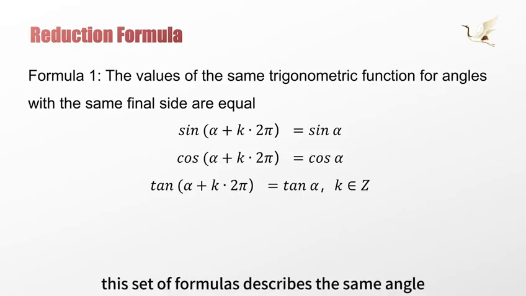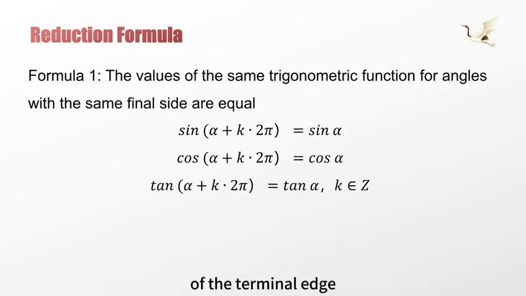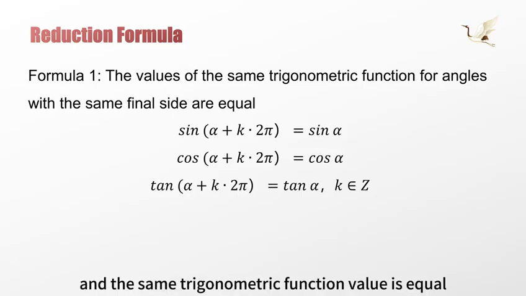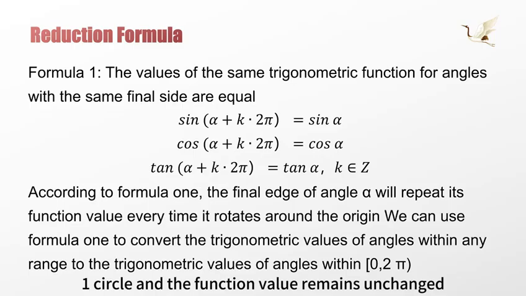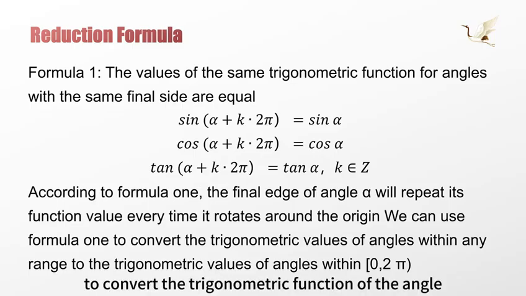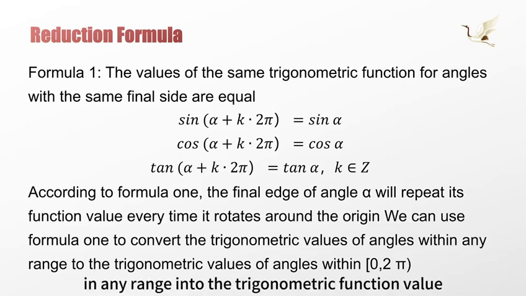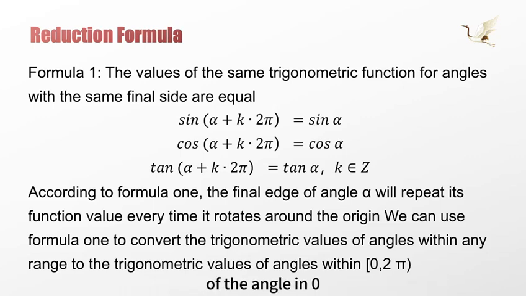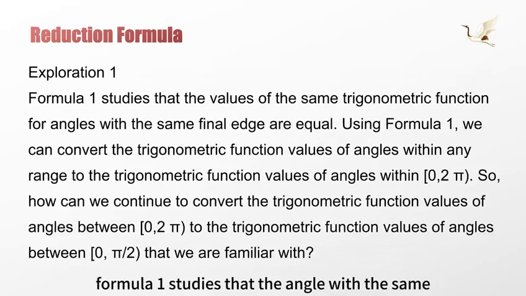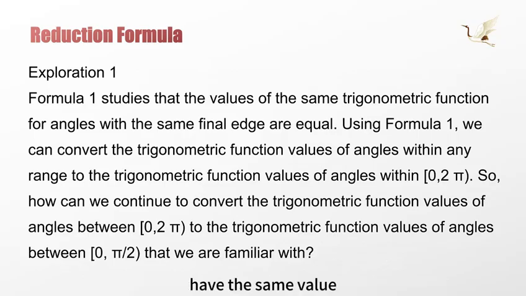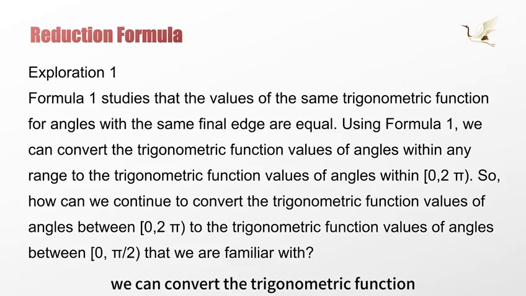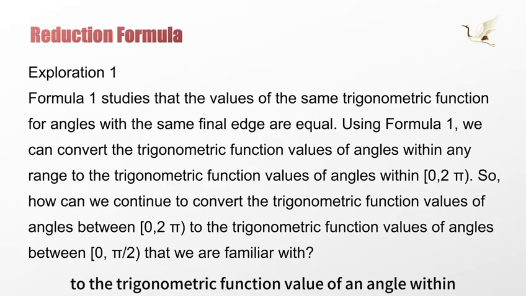In fact, this set of formulas describes that angles with the same terminal edge have equal trigonometric function values. It can be seen from Formula 1 that when the terminal edge of the angle rotates around the origin 1 circle, the function value remains unchanged. We can use Formula 1 to convert the trigonometric function of an angle in any range into the trigonometric function value of an angle in 0 to 2π. Using Formula 1, we can convert the trigonometric function value of an angle in any range to that of an angle within 0 to 2π.